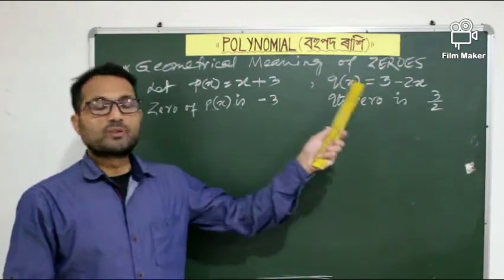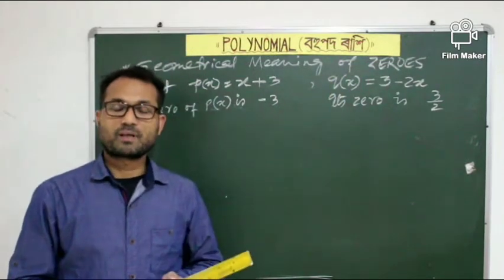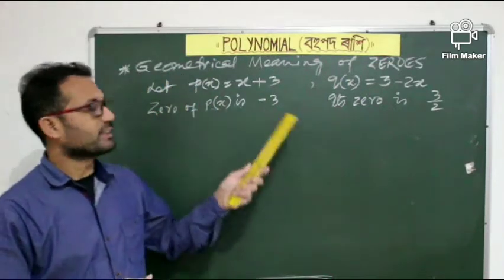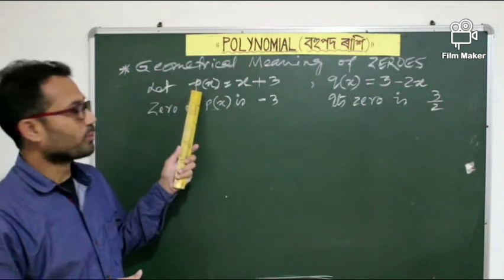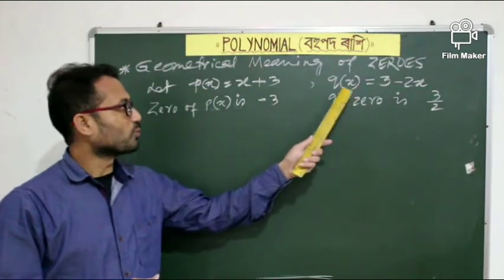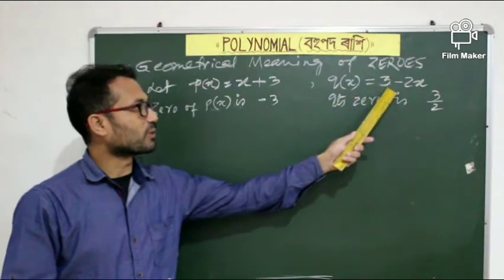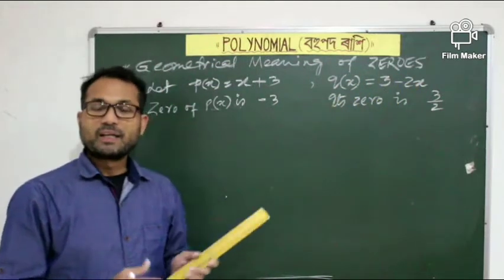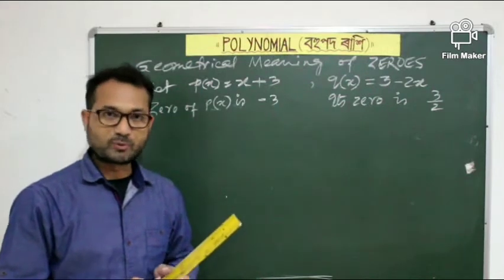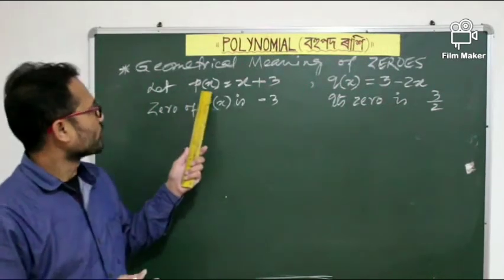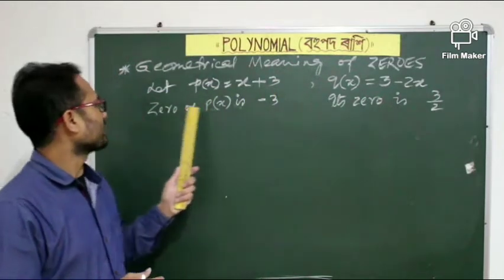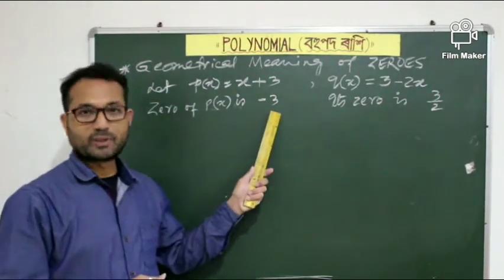Geometrical meaning of zeros of a polynomial. So for that, I'm writing 2 polynomials here. প্ৰথমটো বহুপদ ৰাখি লৈছো p(x) equal to x plus 3 আৰু দ্বিতীয়টো বহুপদ ৰাখি লৈছো q(x) equal to 3 minus 2x. ইতিমধ্যে আমি বহুপদৰ শূন্য, zeros of a polynomialৰ বিষয়ে শিকিছো, আৰু এই ক্ষেত্ৰত যদি বহুপদ ৰাশিটো x plus 3 হয়, then its zero will be minus 3.